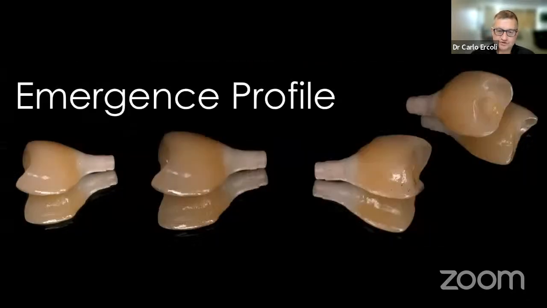Now, what about the emergence profile here? Well, the emergence profile is going to be designed like you would design a tooth at the level of the gingiva. So you're going to ask the laboratory to disregard the shape of the soft tissue as you have it in your digital impression and just design the crown exactly as a tooth would be designed at that particular cross-sectional area.